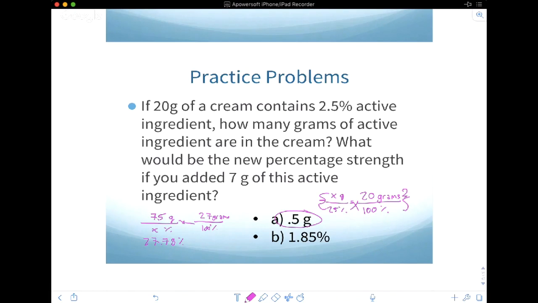27.78%. So I don't know what that is, so just ignore that. That's incorrect.